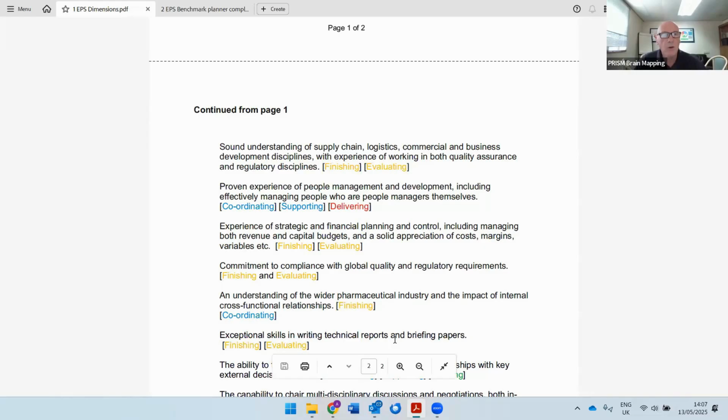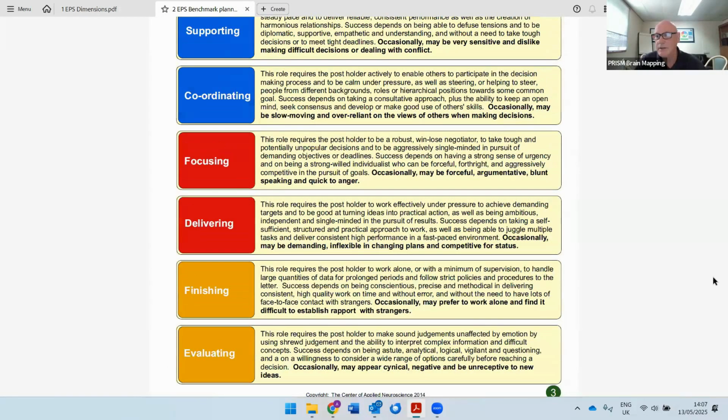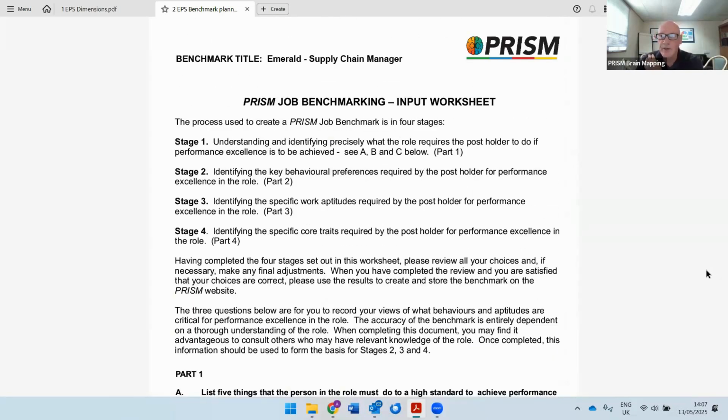So from the job profile or from the consultation, we then move into the benchmark planner, which is this document here. I'll just skip up to the top so we can see right at the beginning. Okay, so you're probably all familiar with this, but I'll just cover the 4 stages. The 4 stages are, first of all, identifying precisely what the role requires. So carrying across some of that information from the job profile or the consultation into the sections below. Then we identify the behaviors, then the work aptitudes, and then the core traits.